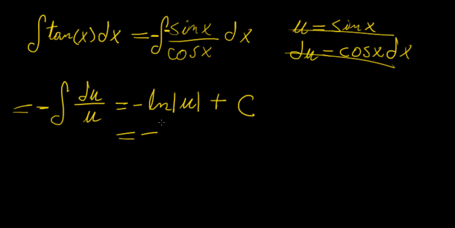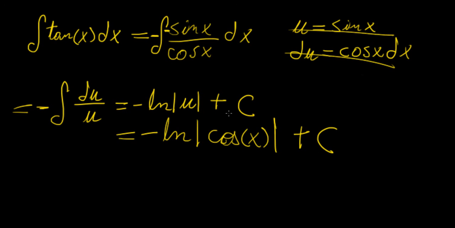So now all there is left to do is to replace u by cosine of x, which was the substitution that we made, so minus ln of the absolute value of cosine of x, plus c. And this is the integral of tan of x. That's how you derive it.